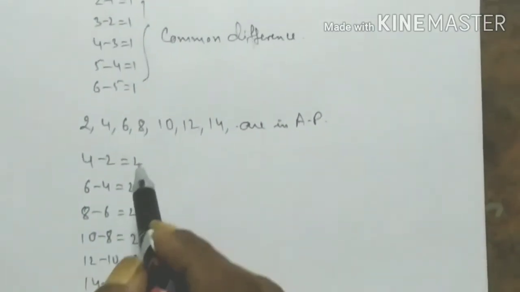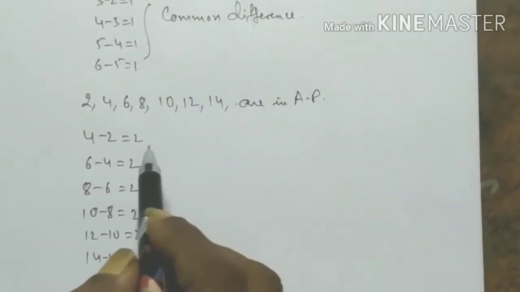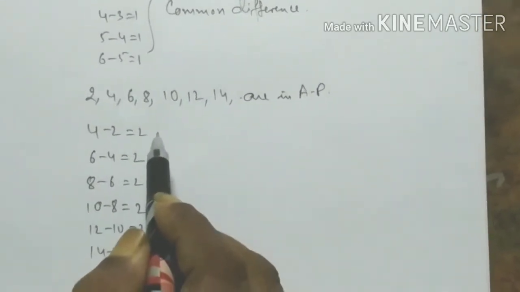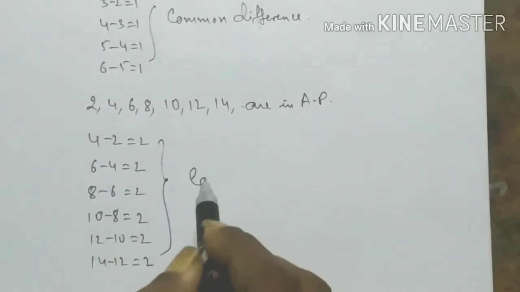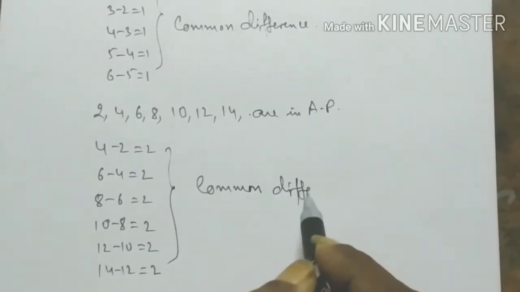Here again, we see that the difference is 2, which is constant between two consecutive terms. So this is called the common difference.